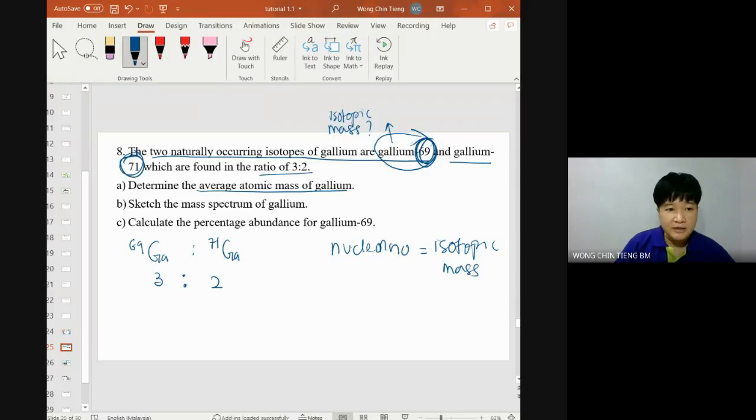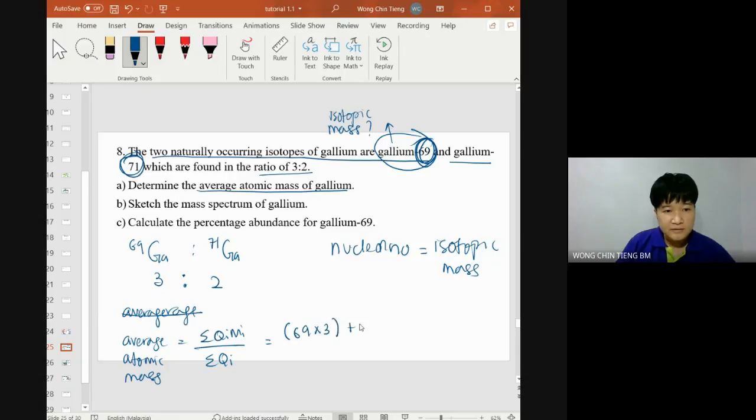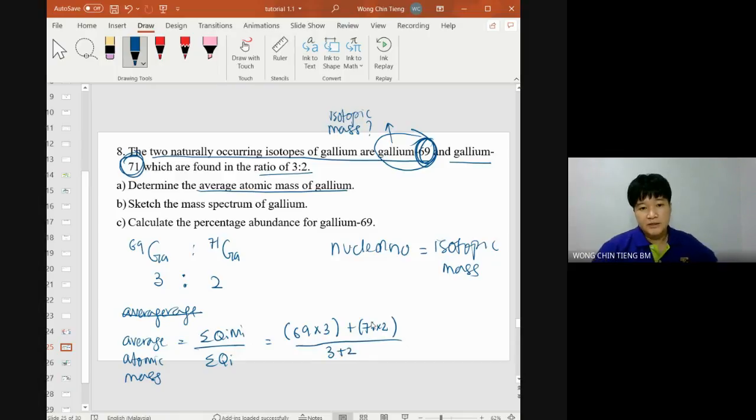So to find the average atomic mass, formula standard: sum of QI MI over sum of QI, where it will be 69 times 3 plus 71 times 2, over 3 plus 2. Tak perlu cari percentage, guna terus.